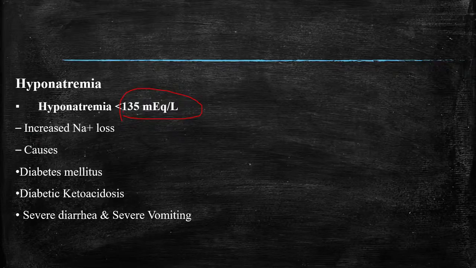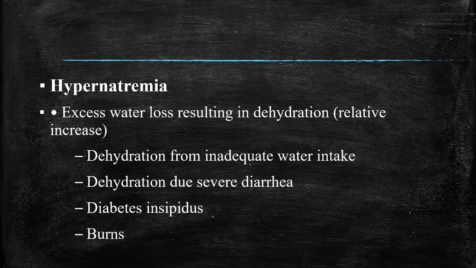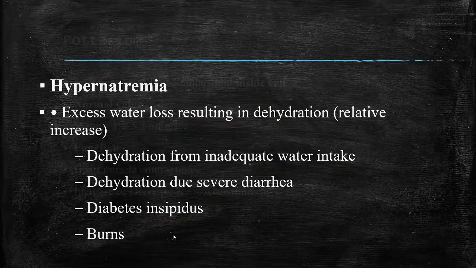Okay. So hyponatremia is a condition where the level of sodium is less than 135 milliequivalents per liter in blood. This is due to increased sodium loss, and can be due to diabetes mellitus, diabetic ketoacidosis, severe diarrhea and severe vomiting. Hypernatremia is a higher level of sodium in serum. Excess water loss, as in dehydration, can lead to hypernatremia. Dehydration can occur from inadequate water intake, or in case of severe diarrhea, diabetes insipidus, or burns.